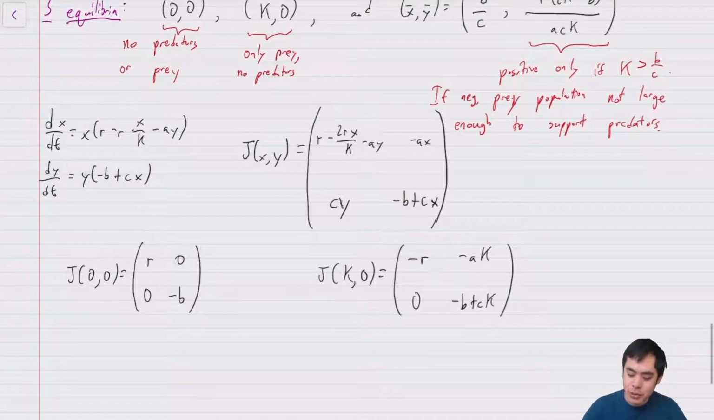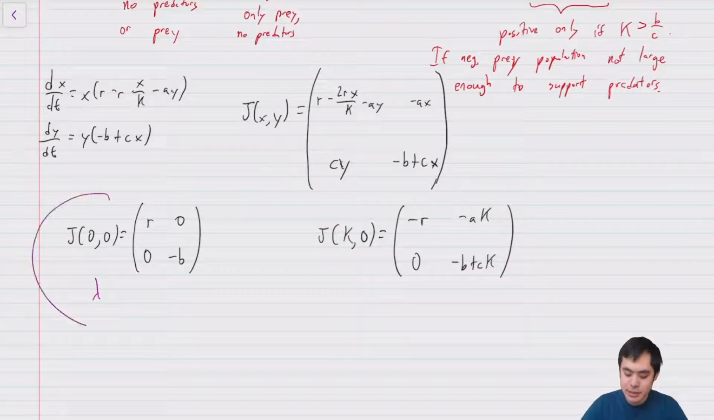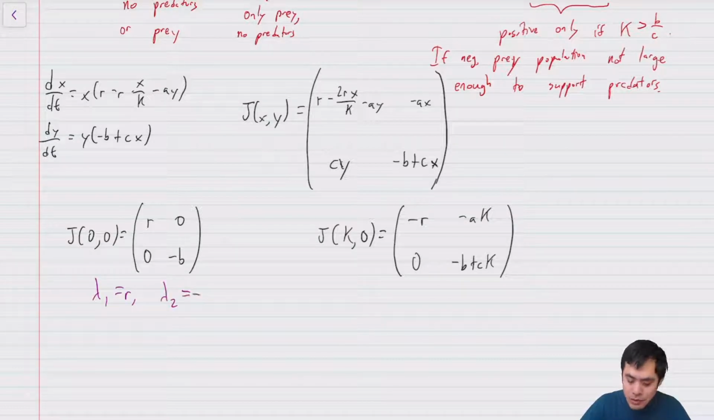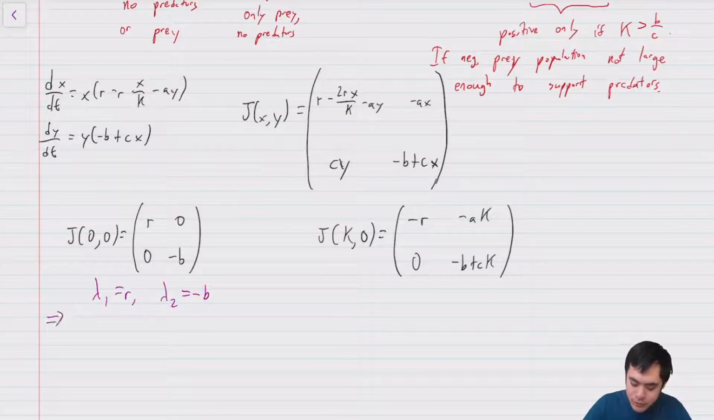So for each of these two equilibria, well, this is a diagonal matrix, and since you have a diagonal matrix, that means that the eigenvalues are just along the diagonal. So lambda 1 is equal to r, and lambda 2 is equal to minus b. Recall that all of our constants were chosen to be positive, and so this implies that this is a saddle point. You have one positive and one negative eigenvalue, so this is a saddle point, and it's unstable.